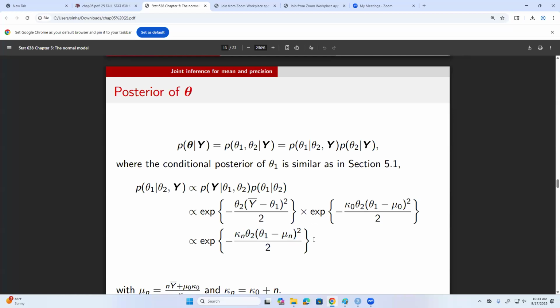Now, what about the other terms? Yes, there were other terms, but they were free from theta 1. Therefore, I put the proportionality sign. Other terms that are not involving theta 1 and appeared as a multiplier are absorbed within the constant of proportionality.